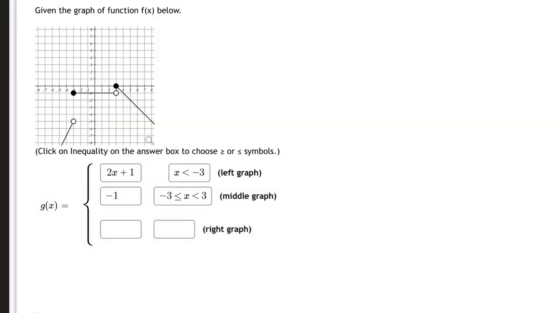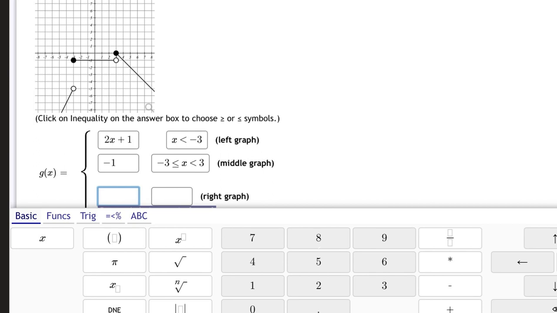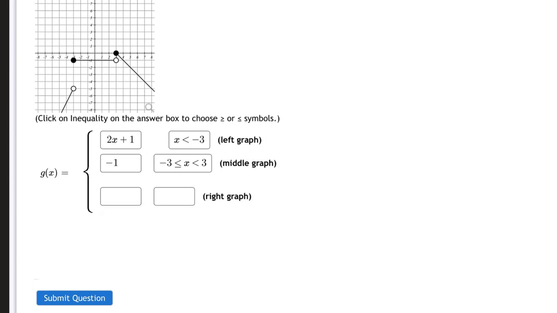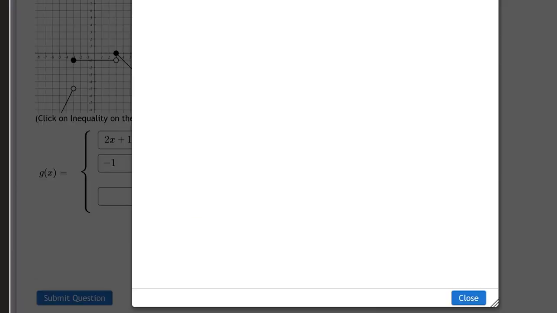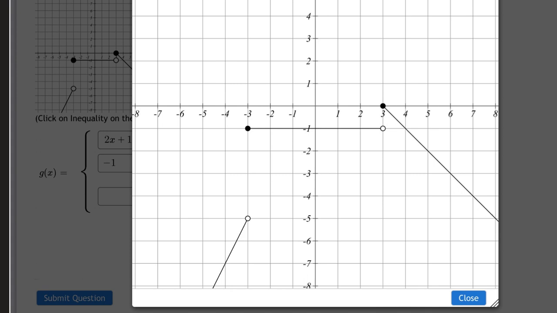Okay, now we have this last one here, and that's a little tricky right there because, well, let's zoom in on this, and it's linear. So again, this is going to follow y equals mx plus b, and we need the m and the b. So the m is the slope. So the m is what? It goes down 1 and over 1, down 1 and over 1. So it's down 1 over 1. Negative 1 divided by 1 is negative 1. So that's the slope, negative 1.